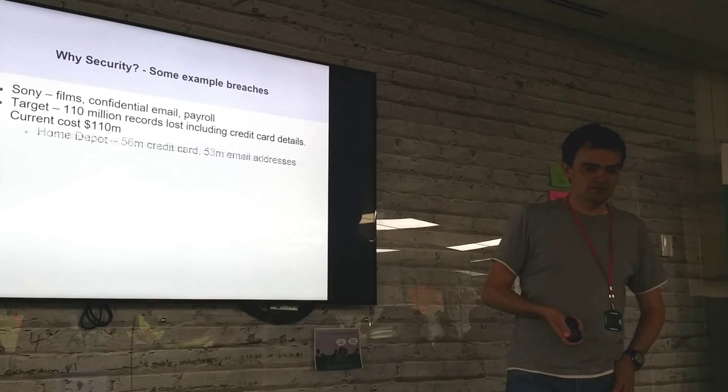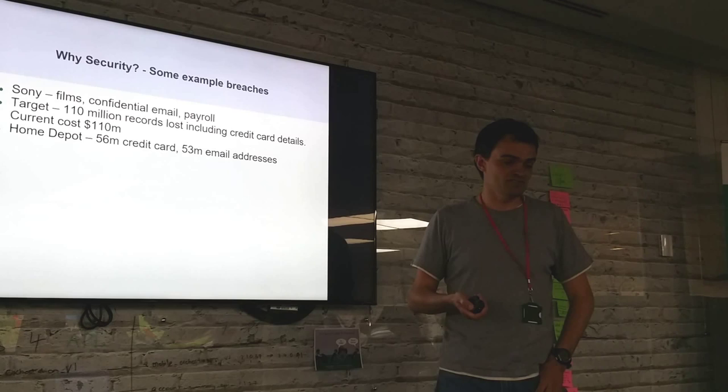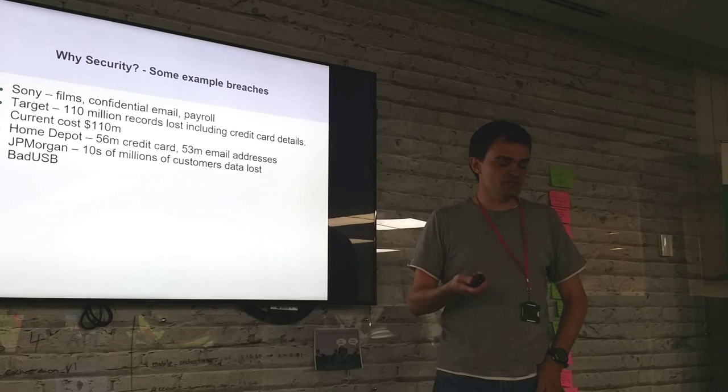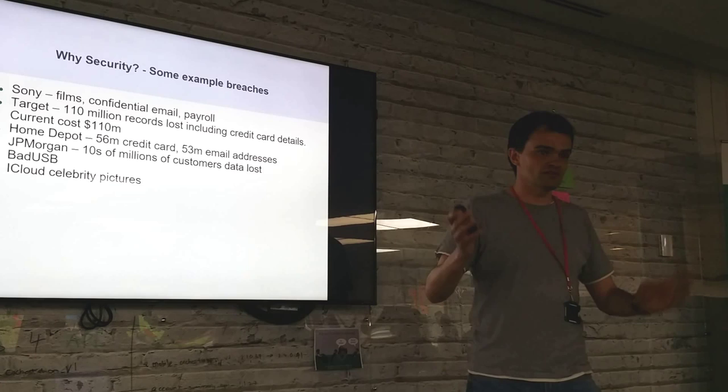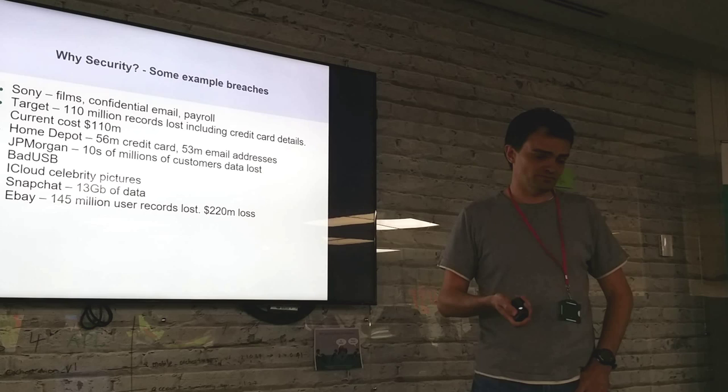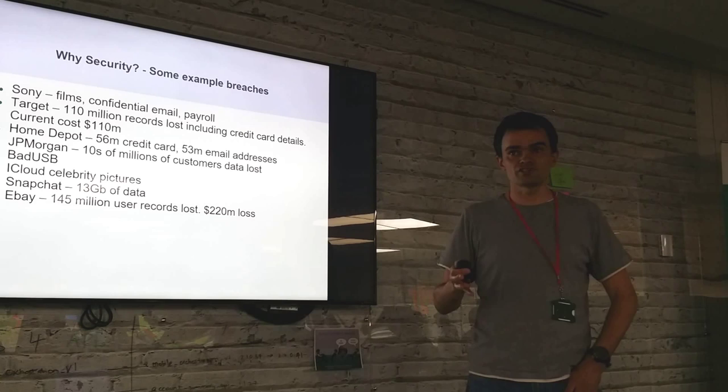Home Depot, 156 million credit card details and 53 million email addresses lost. JP Morgan, bad USB, the worst physical exploit ever recorded on a security device. This was just 2014. iCloud, nude celebrity pictures pasted all over the internet. Snapchat, ditto. eBay losing millions of pounds. And what I'll talk about is the simple exploits that this involves and how they could be avoided.